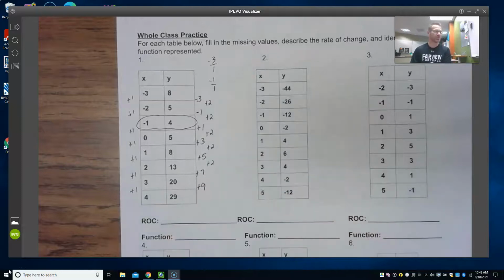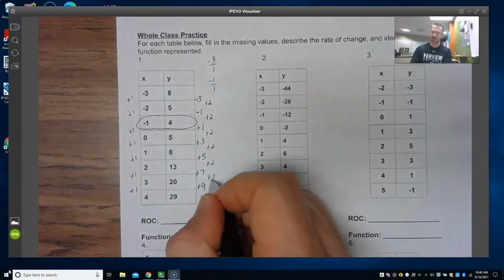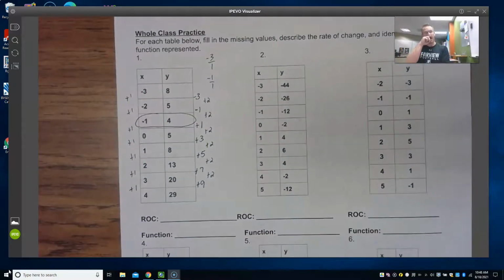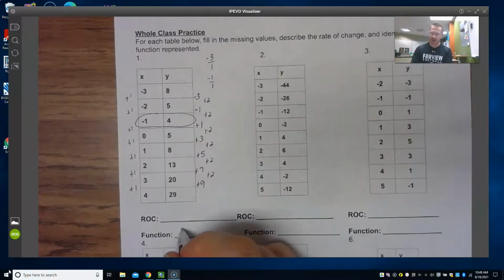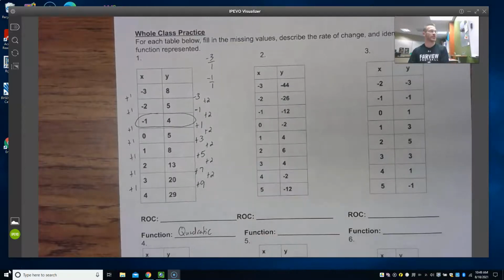5 to 7, up 2. 7 to 9, up 2. So here's what I know. It has a turning point and a non-constant rate of change, all right? And we see this pattern here, so this tells me that it is in fact a quadratic function.